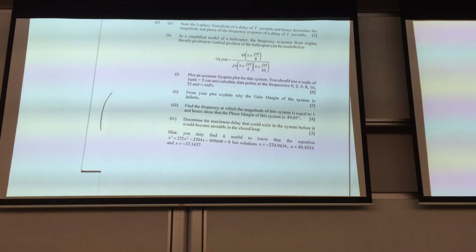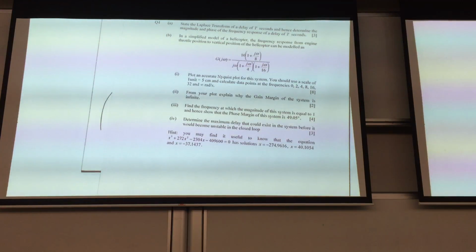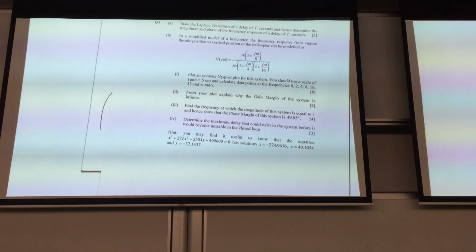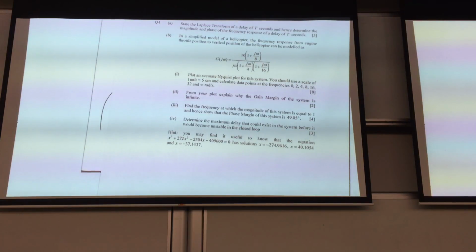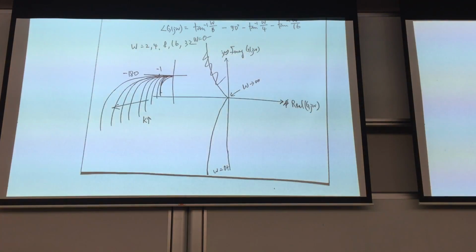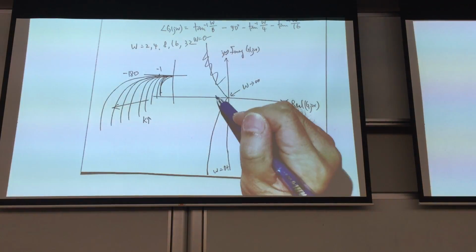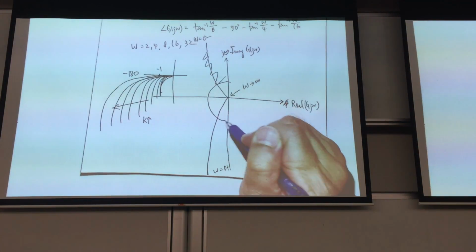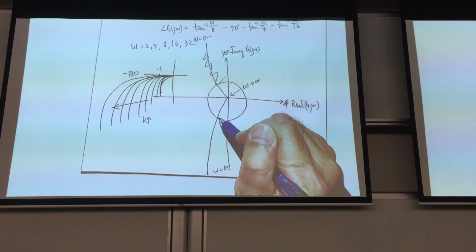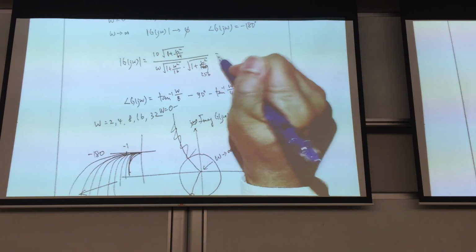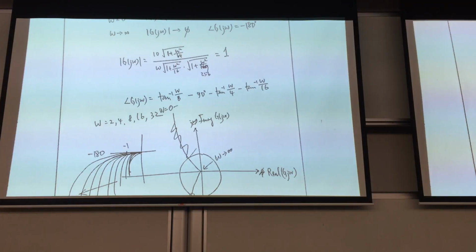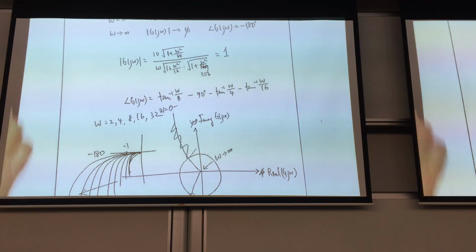So now they ask you to find the frequency at which the magnitude of the system is equal to 1. Find the frequency at which magnitude is equal to 1. That means you come back to this point here. So what you need to do is you have a unit circle. Okay, so this is a point. Meaning you need to go back to this equation, magnitude is equal to 1, and you try to work out the equation.